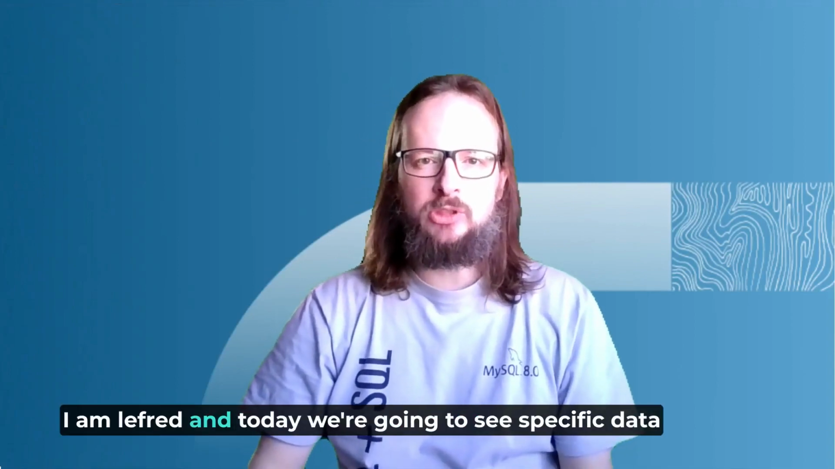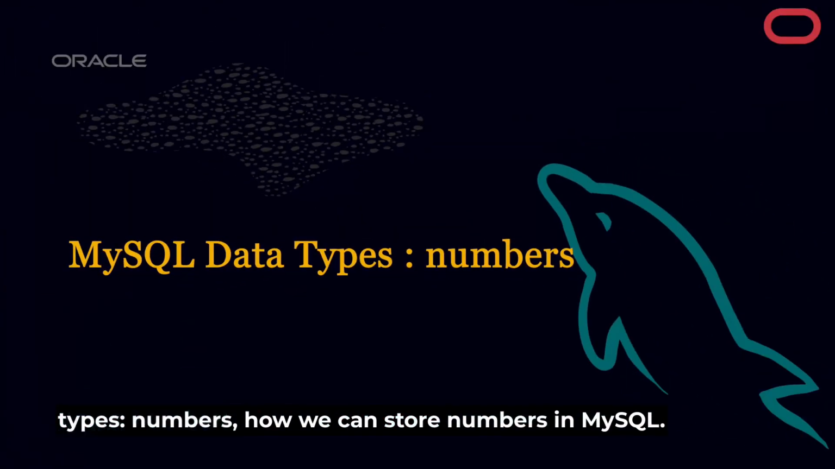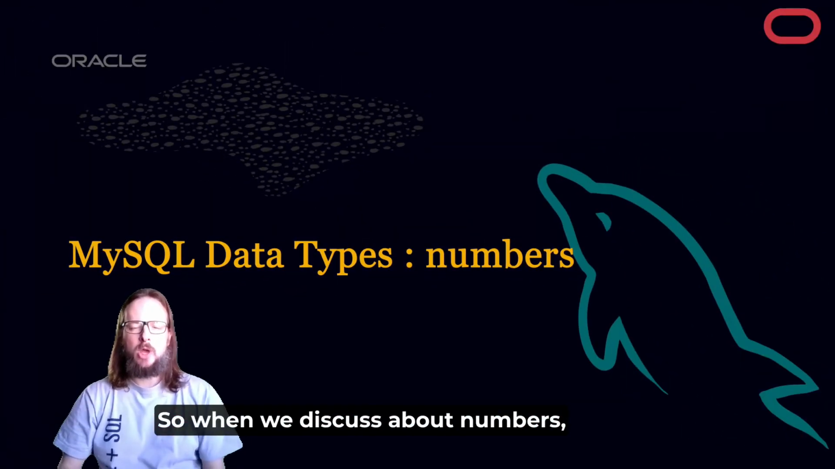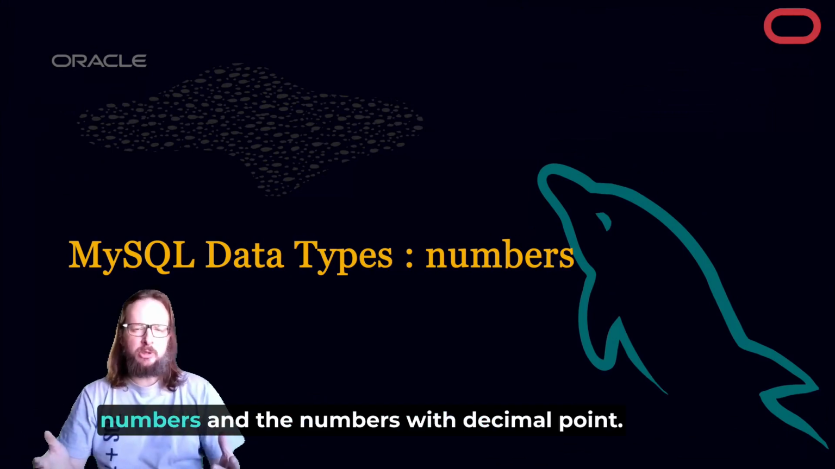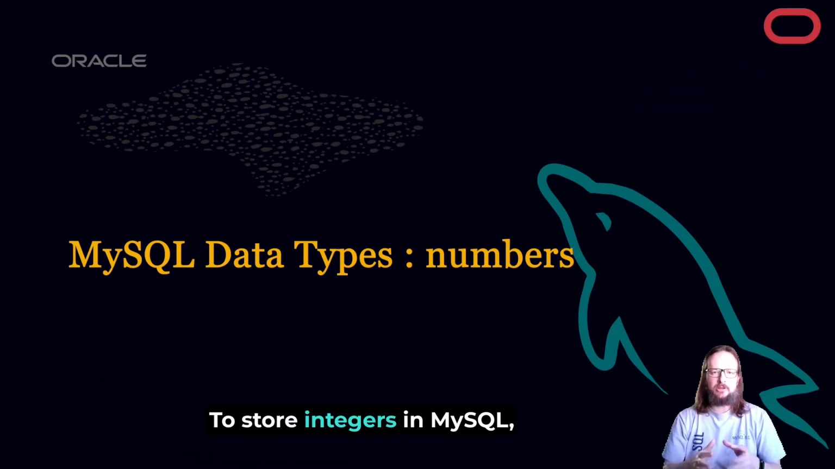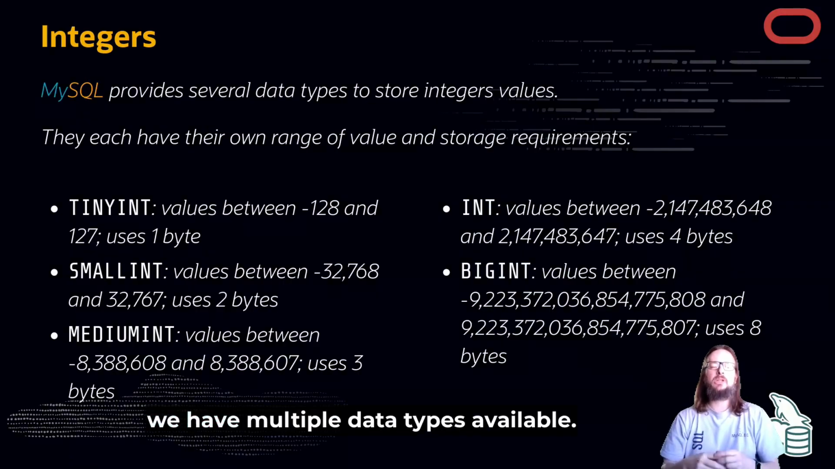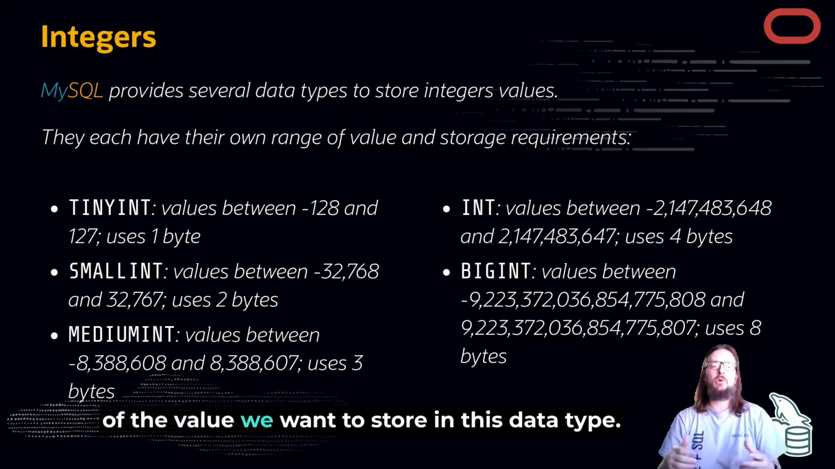I'm Lefred, and today we're going to see specific data types, numbers, how we can store numbers in MySQL. When we discuss numbers, we have two types: integer numbers and numbers with a decimal point, so float, decimals like that, right? To store integers in MySQL, we have multiple data types available, and it will depend on the value we want to store in this data type.